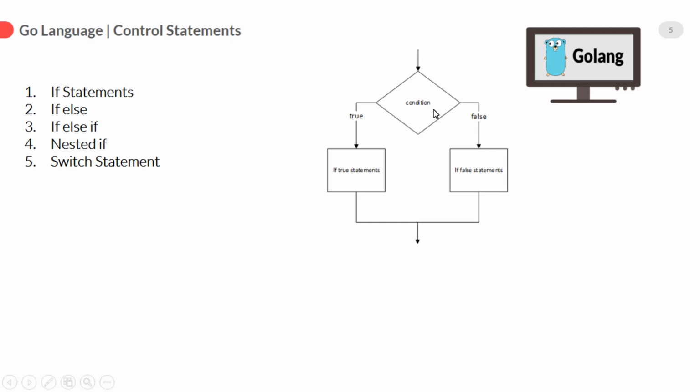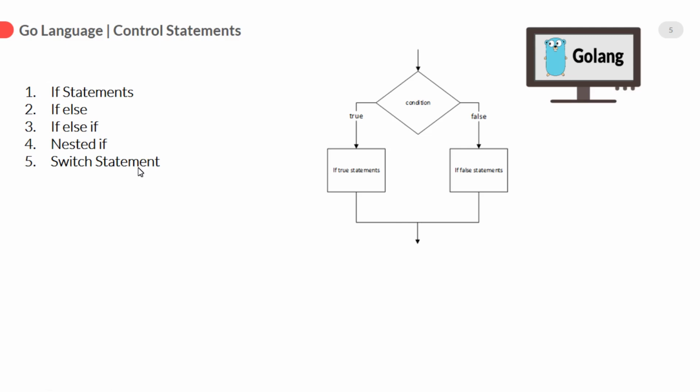Like here is the condition. If the condition is true, then execute this block, and if the condition is false, then execute this block of code. Here are the types: if statements, if else, nested if, and switch statement.